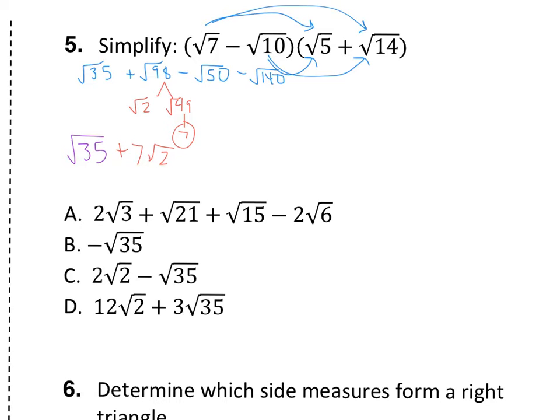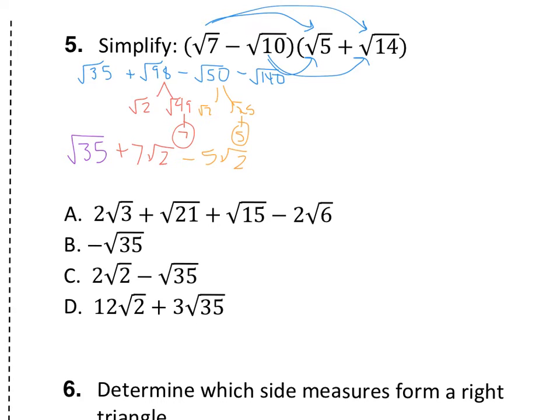Now let's break down 50. 50 breaks down into the square root of 2 and 25. And out would come a 5. So I get minus 5 square roots of 2. So we see a like radicand already.